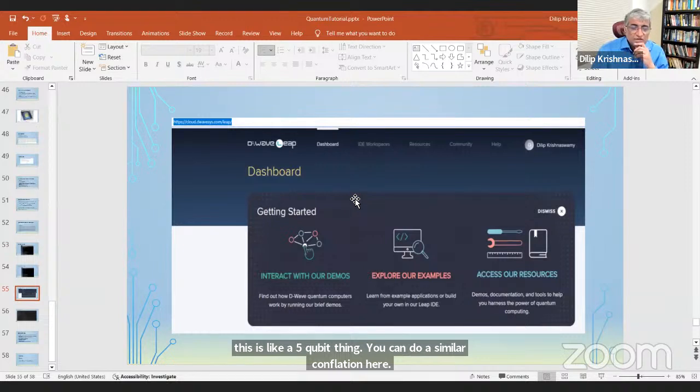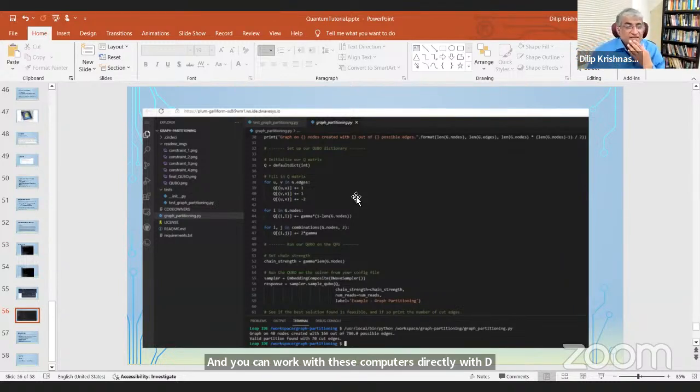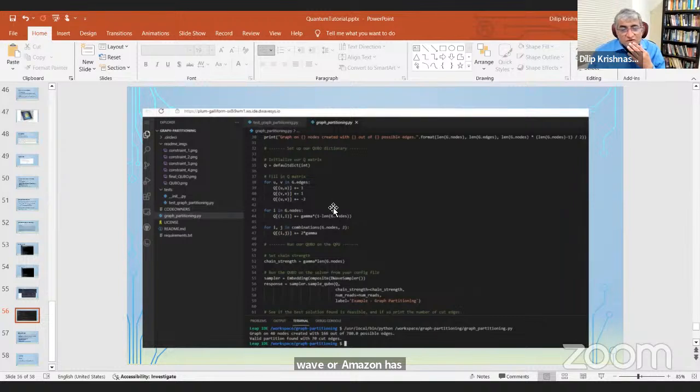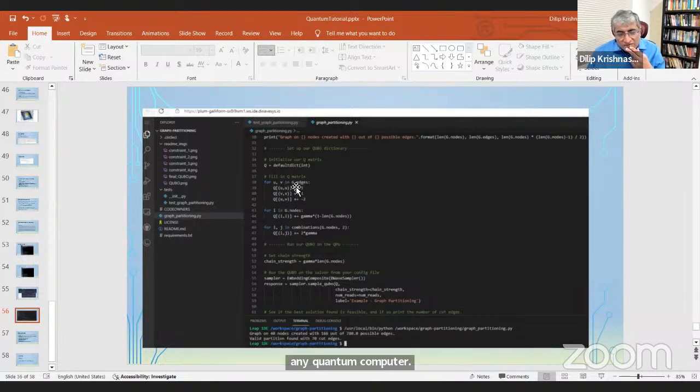And you can work with these computers directly with D-Wave, or Amazon has AWS Braket as a library that allows you to access any quantum computer. But you can see, when you're trying to solve any problem, what you have to do in this kind of an optimization problem is figure out what the coefficients are. And then once you've set up the Q matrix, you submit that Q matrix into the optimizer, and that's all you have to do.